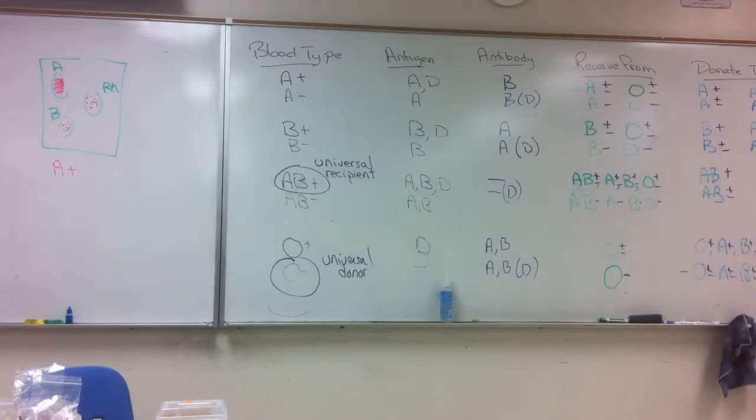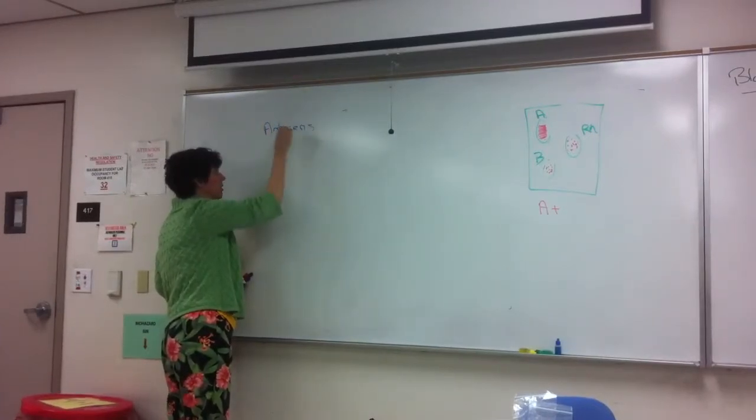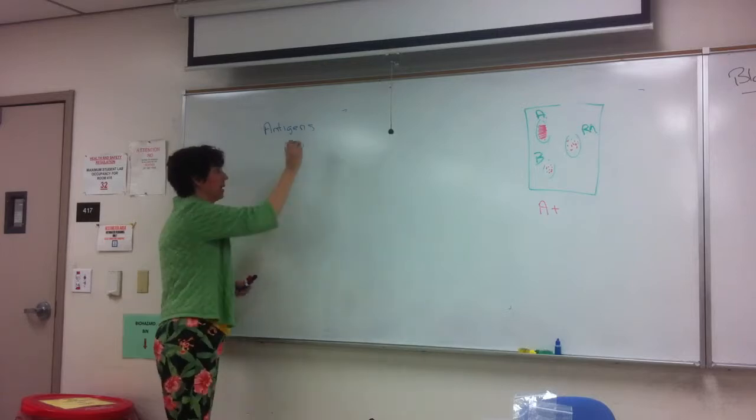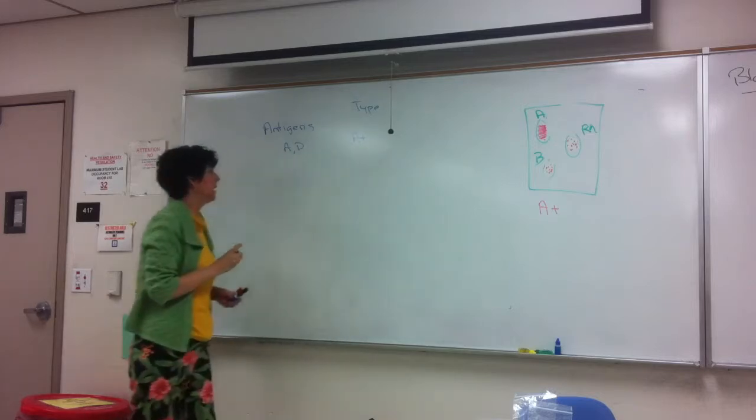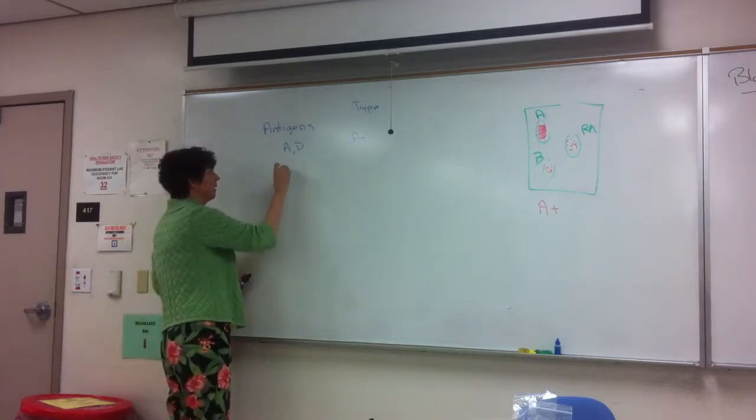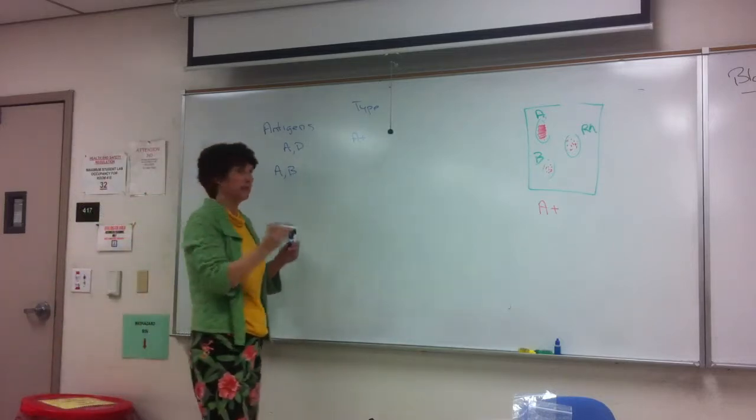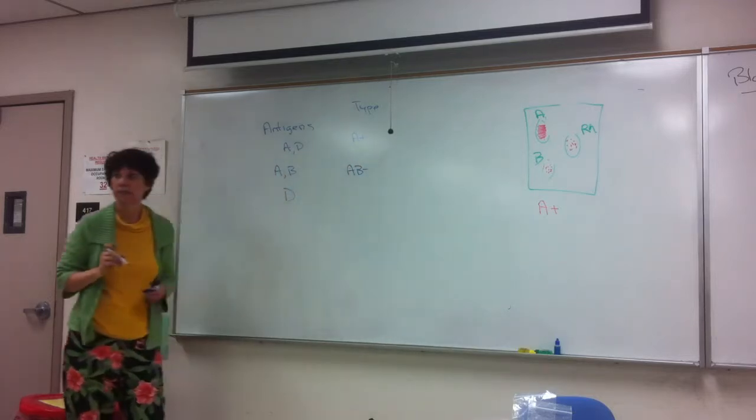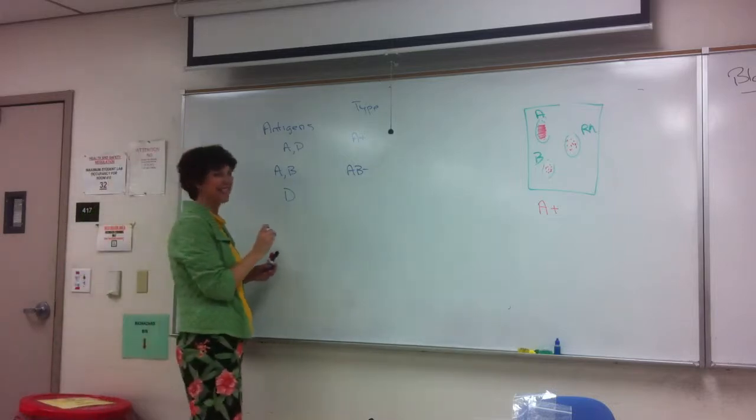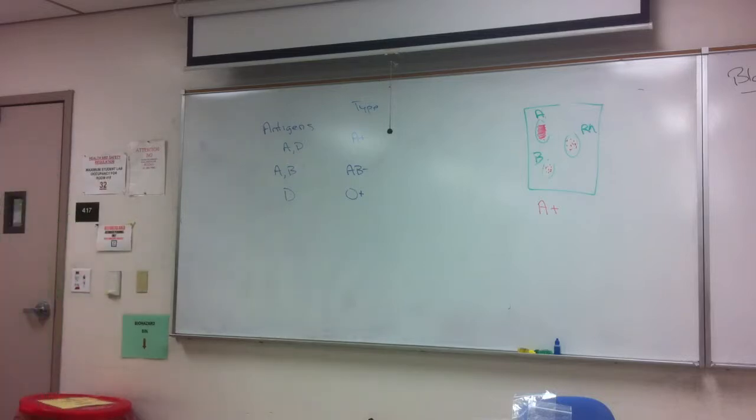Now let's say that I tell you that a particular blood type has antigens A and D. What would that blood type be? A positive. A positive. Blood type with the antigens A and B? AB. AB negative. Only antigen D? O negative. O positive. Excuse me. O positive. Okay, so you can pretty easily detect the blood type from the antigens that are present.